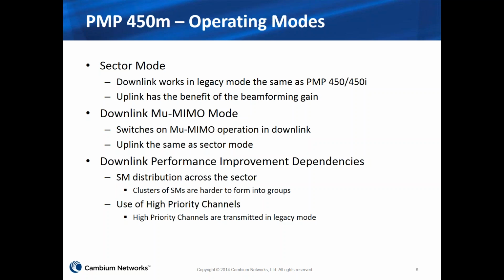Any high priority channels on an SM are currently only transmitted in legacy mode, i.e. they can only be served individually, so the throughput to these SMs will be at the same rate as in current PMP 450, 450i APs. Therefore, if there are a lot of high priority VCs active on a sector, this will also reduce the improvements seen on an AP when you switch on the downlink MU-MIMO operation.